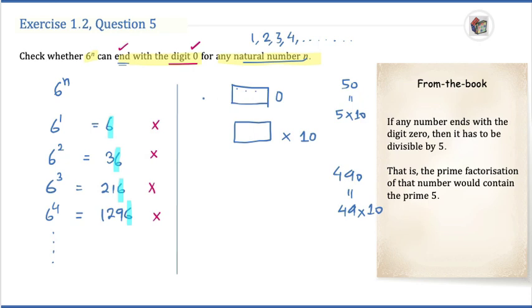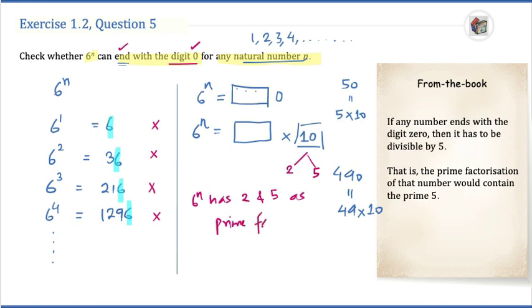So that means if 6 to the power n has to end with a 0, then 6 to the power n will have 10 as a factor. 10 will definitely be a factor of 6 to the power n. Now what is 10 itself made up of? The prime factorization of 10 is 2 times 5. This means that if 6 to the power n has 10 as a factor, then it also has 2 and 5, because that is what 10 is made up of, right? So this will mean 6 to the power n has 2 and 5 as prime factors.